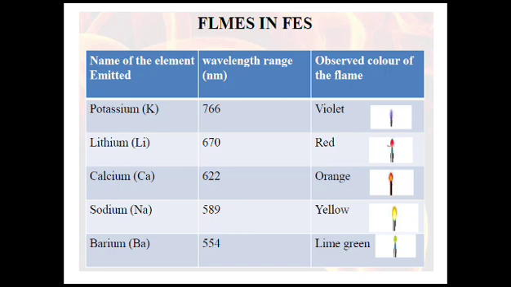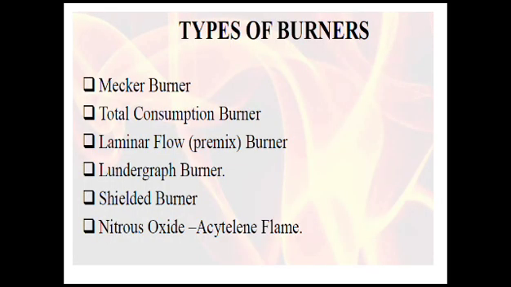So this means that according to the color of the flame, we can detect the elements present in our sample. Then different types of burners are used to generate the flame: the Meker burner, total consumption burner, laminar flow burner, also called a premix burner, Dondergraph burner, shielded burner, and nitrous oxide acetylene flame. Of all these, the two most used are the total consumption burner and the premix burner.